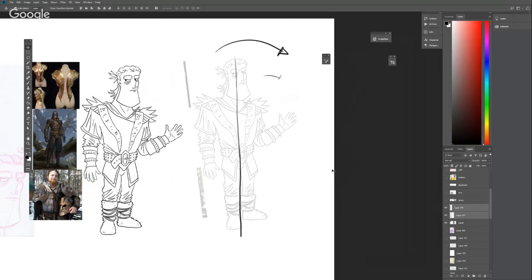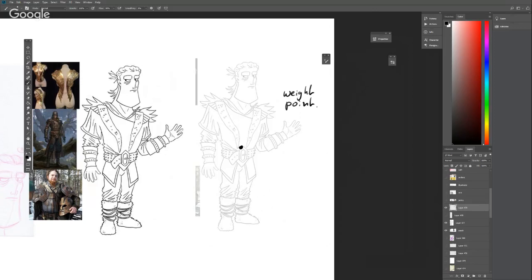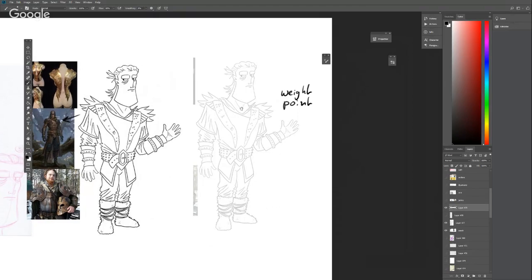So how was it first? First it was like this. Sometimes it's good to think of where the weight point in the character is. And that's here. Then you can draw a line, and then it feels this character is standing a bit too much in the front. If you look at this character, you're seeing the shoulders are a bit back. So maybe you can add a bit more.